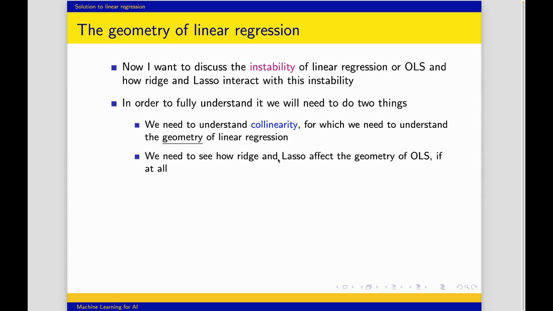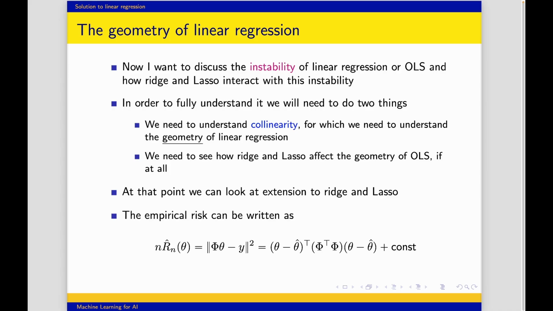And then we will see how ridge and lasso affect the geometry of ordinary least squares or linear regression, if they affect it at all, in actual fact. One of them does, the other one doesn't. I won't tell you which for now. At that point, we can start to look at some extensions, potentially improvements to ridge and lasso, namely elastic net and a few others like group lasso, sparse group lasso.